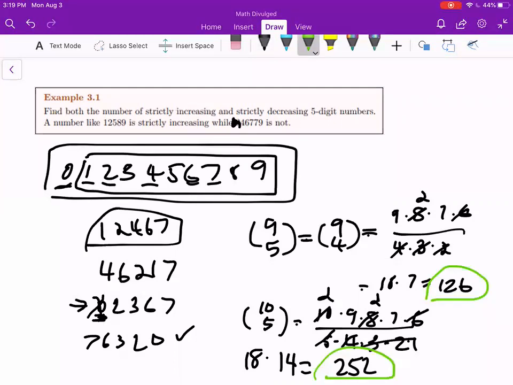And so the key to this question is seeing that all we had to do was create a bijection between the number of strictly increasing and strictly decreasing numbers and the number of ways to choose from a subset of 9 or 10.